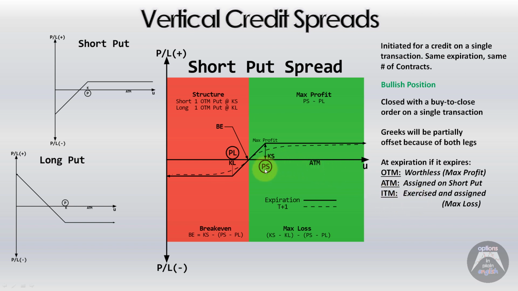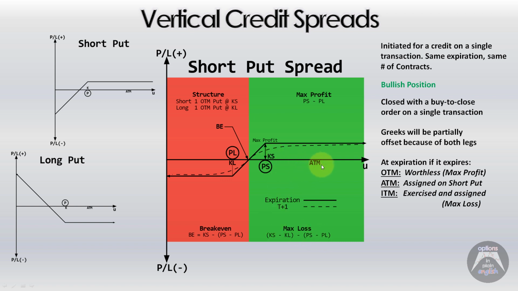You're going to be assigned stock at the short strike price, and then you're going to be able to exercise and sell stock at the strike price of the long put, which means you're going to be buying at this price and then selling at this price, which is going to make you realize a loss between KS and KL. However, this loss is going to be offset by the credit that you received, leading to the max loss, which is the width of the spread minus the credit that you received.